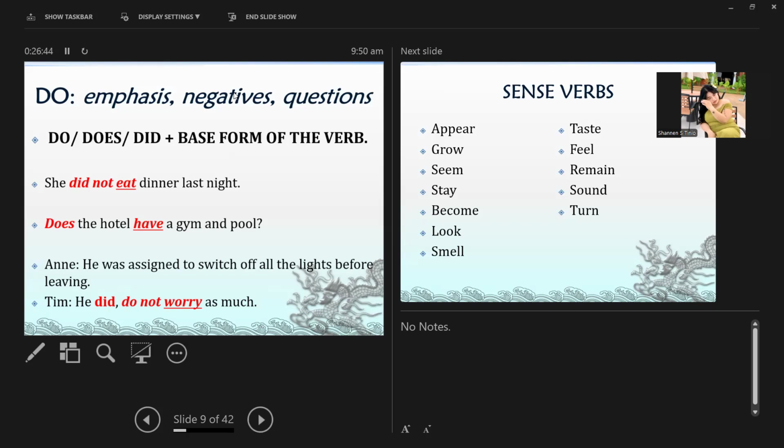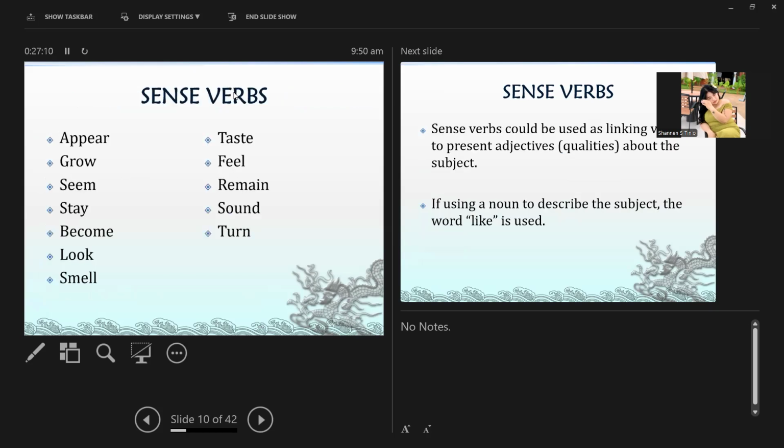Anyways, questions, negatives, did not. I did not get enough sleep last night. Okay? Now we're going to talk about sense verbs. I believe in one of my discussions in previous grammar lectures, I did talk about the different kinds of sense verbs and their function. Pag sinabi nating sense verbs, those are the 5 human senses.